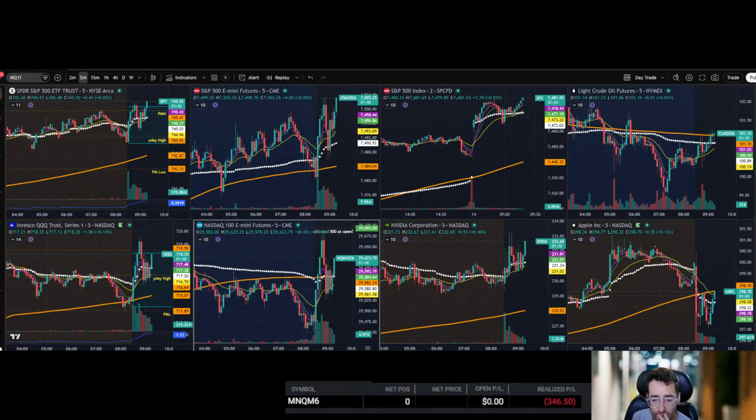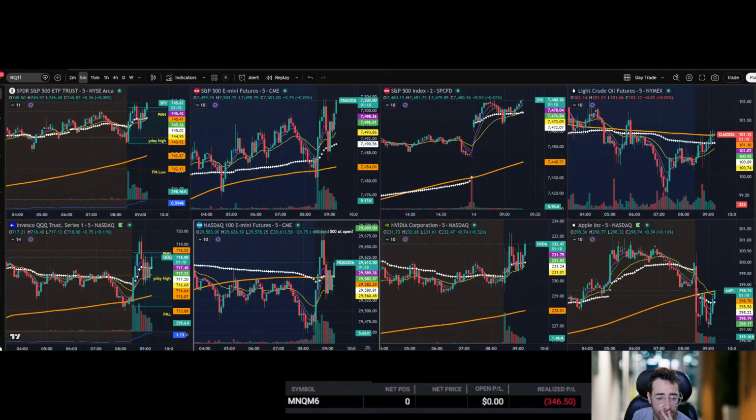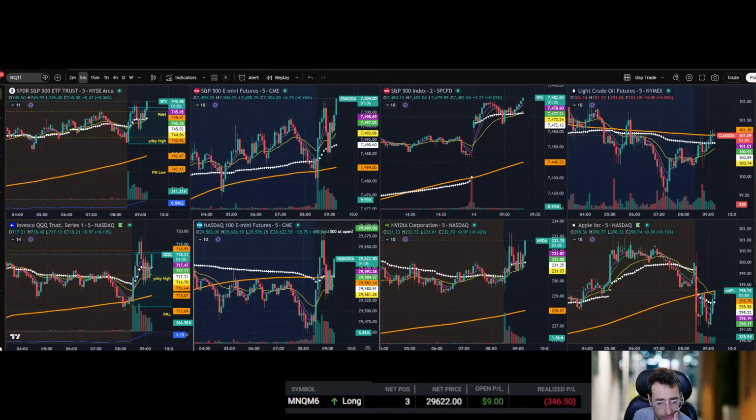If we hold this, if we end up holding this 7,500 level, I'm gonna go long a little bit here. Actually, hold on. It's just so hard to... it's so hard to fucking trust this. I still think we have room up. It'll take a little bit.